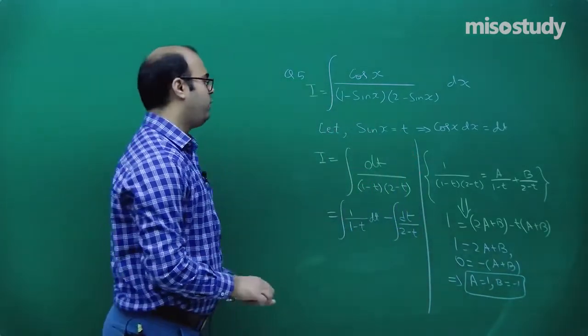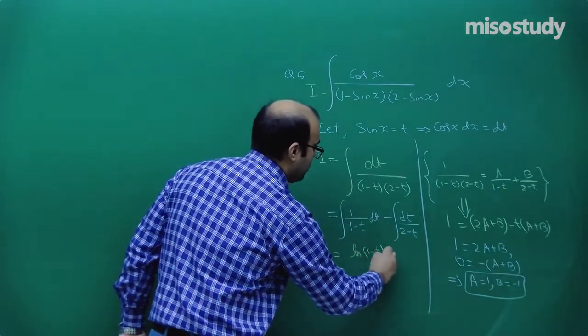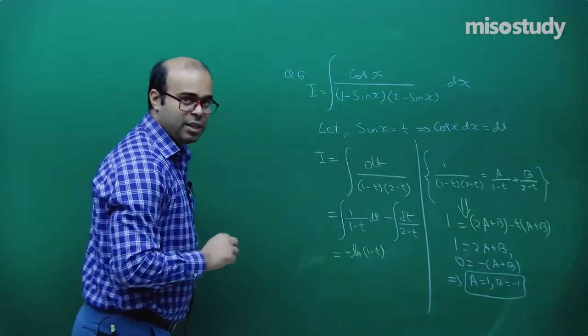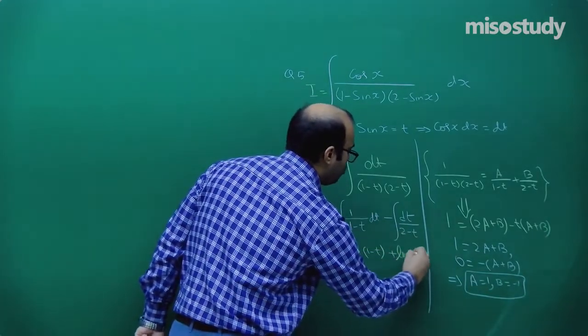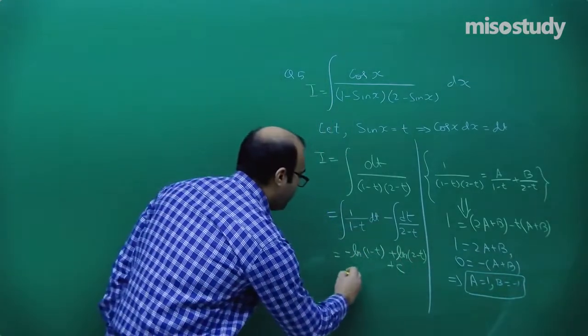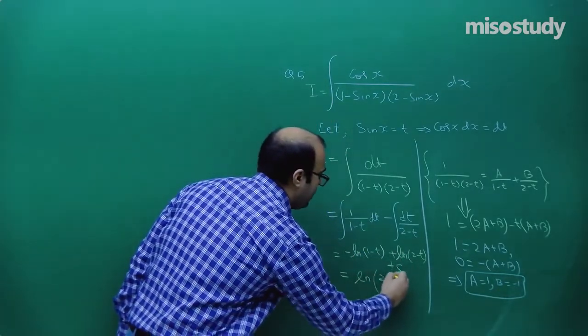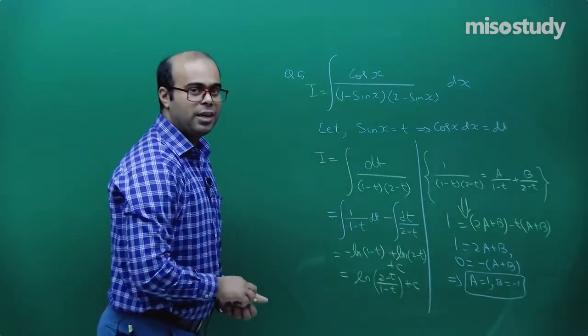What is the integration of this? 1 minus t is log of 1 minus t with a minus sign, because t has a coefficient negative. Here we will get plus log of 2 minus t plus constant of integration. So this will become log of (2 minus t) upon (1 minus t) plus c by the property of log.